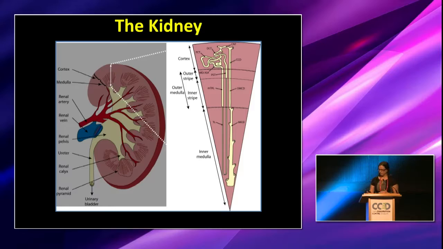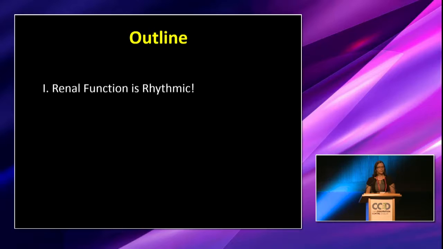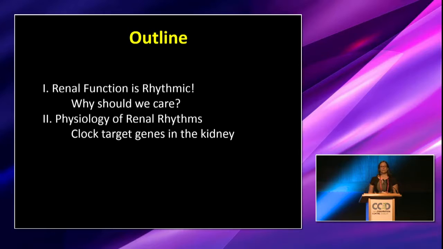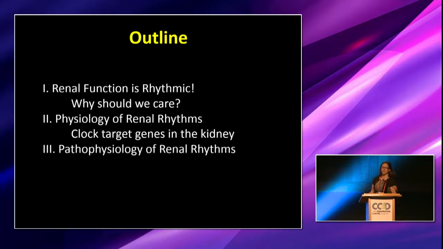My outline today: first I'm going to describe for you the evidence that strongly suggests that renal function is rhythmic, and I also want to talk about why you should care about that. Then I'm going to go into the physiology of renal rhythms, and I've pulled out a couple of snapshots of data that I think help describe the molecular underpinnings of why renal function is rhythmic. I'll talk specifically about a couple of clock target genes in the kidney. I'll also talk about the pathophysiology of renal rhythms, or as I like to think of it, when clock genes go bad.